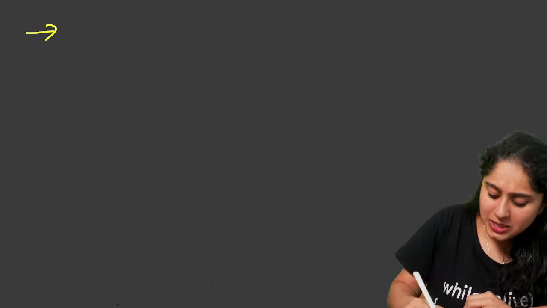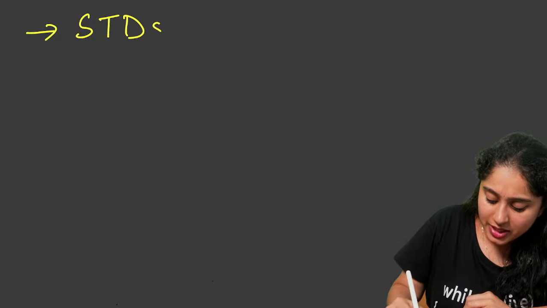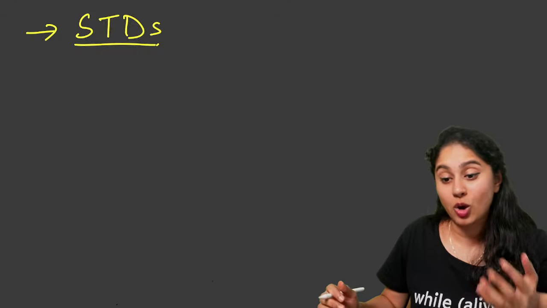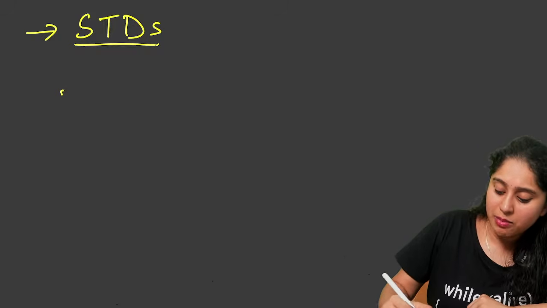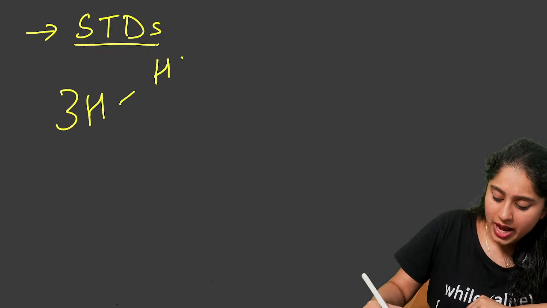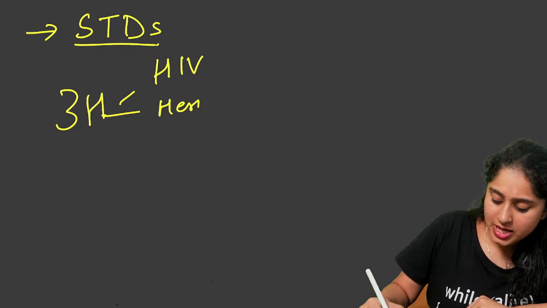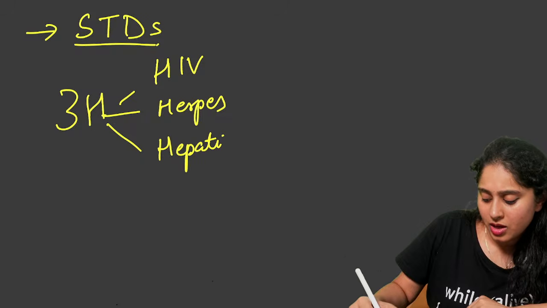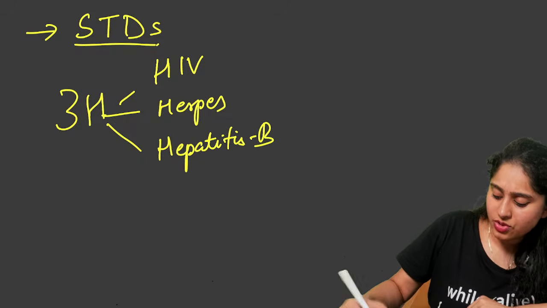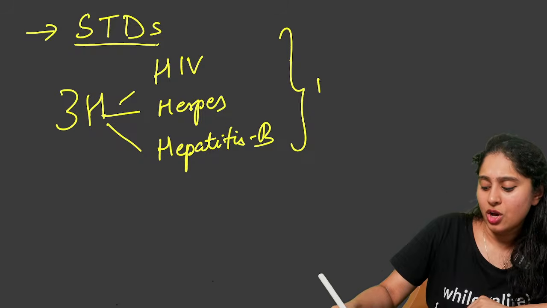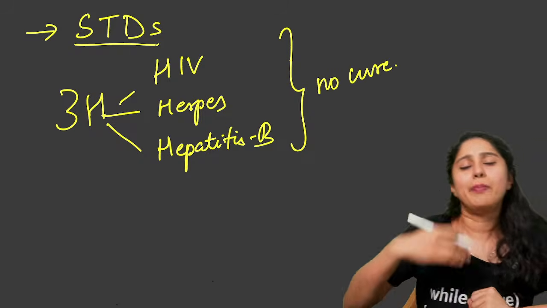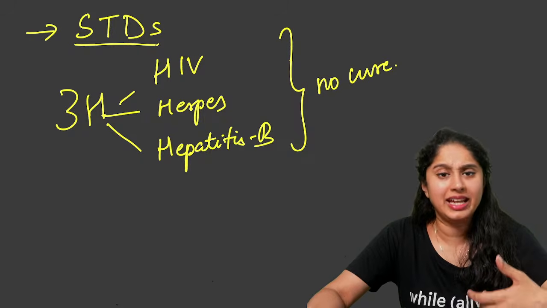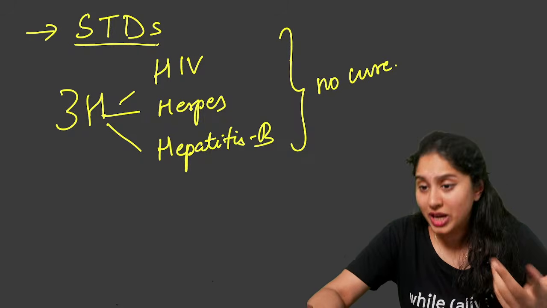Now coming to the next part, which is sexually transmitted diseases. Any disease that can spread through intercourse is what we call a sexually transmitted disease. Now remember 3H: HIV, genital herpes and hepatitis B. These three diseases have no cure. Apart from that, we have bacterial and viral diseases like gonorrhea, chlamydia, trichomoniasis and many more.